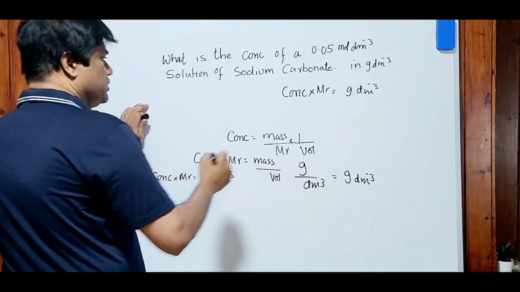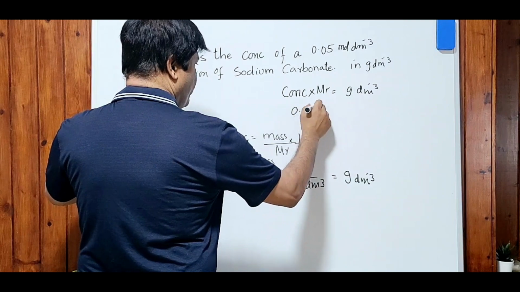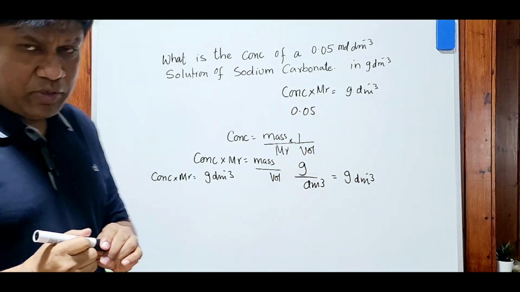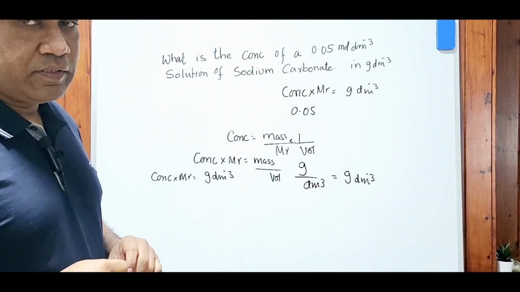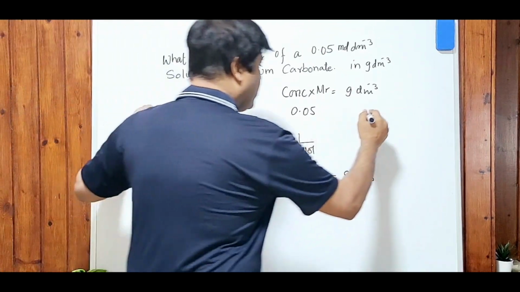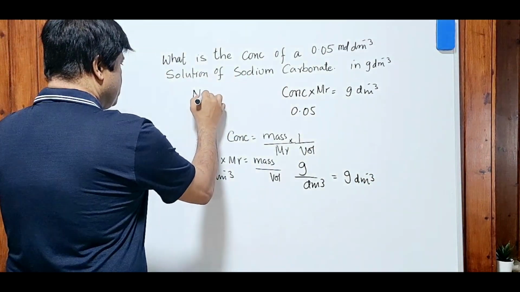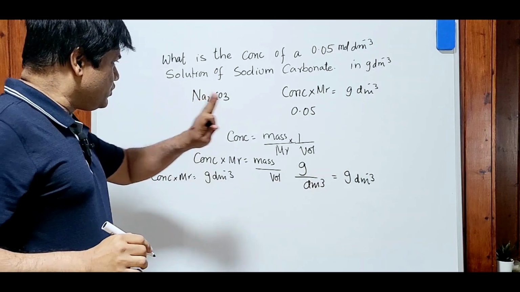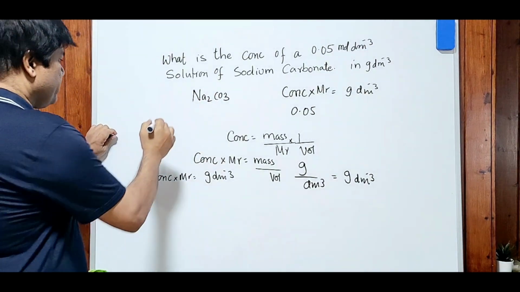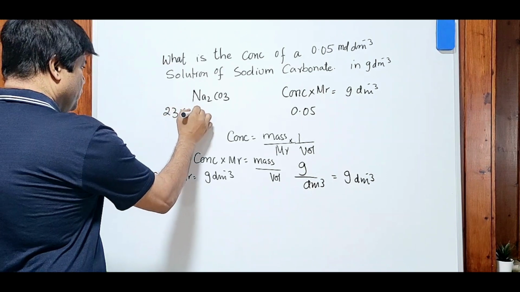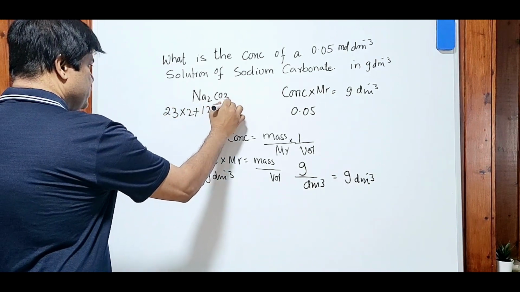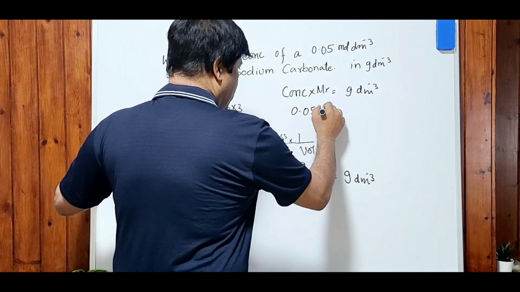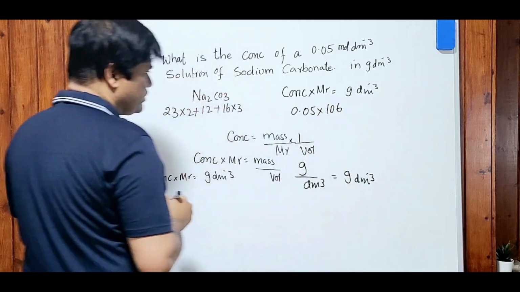What's the concentration? 0.05 of sodium carbonate. Can anyone let me know what's the formula of sodium carbonate? Na2CO3, sodium carbonate. If you don't know the formula, don't worry, I will teach you. Sodium 23 times 2 plus carbon 12 plus oxygen 16 times 3. Use your calculator and work out. This is 106.